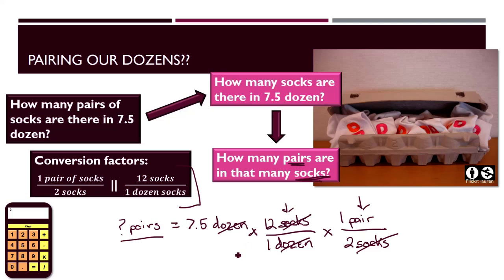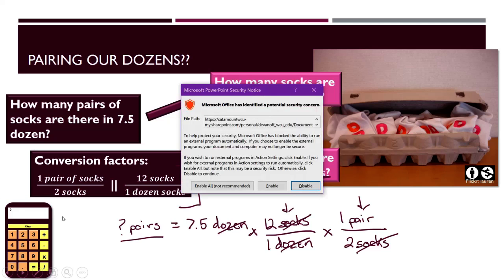And so the math says that I'll take 7½ dozen and multiply it by 12, and then I'll divide that number by 1, which just gives you that same number. And then I'll multiply that number by 1, which again just gives you that same number, and then I'll divide by 2, okay? So it's 7½ times 12 divided by 2, all right? So let's take a look. Let's do that calculation.